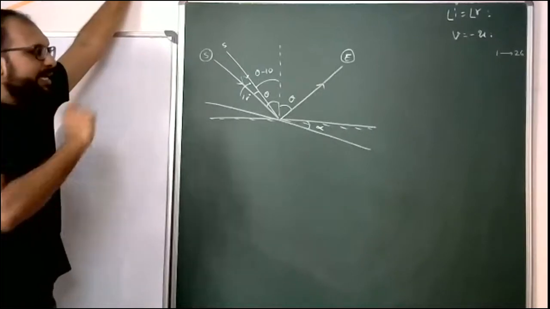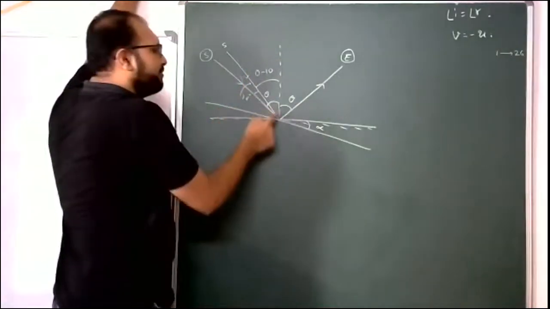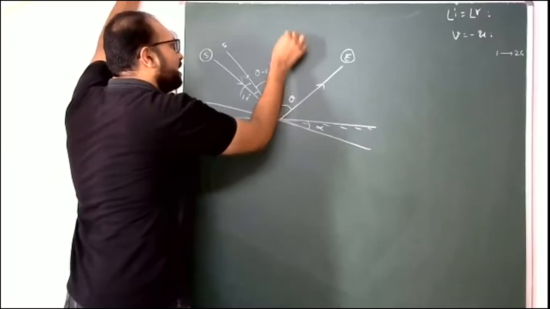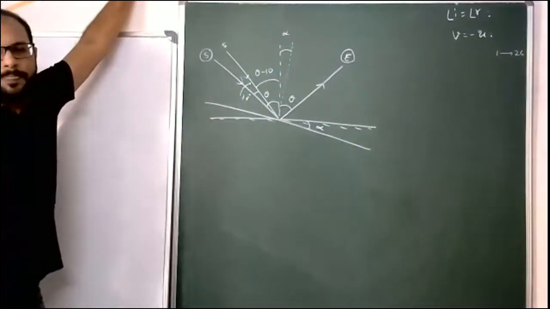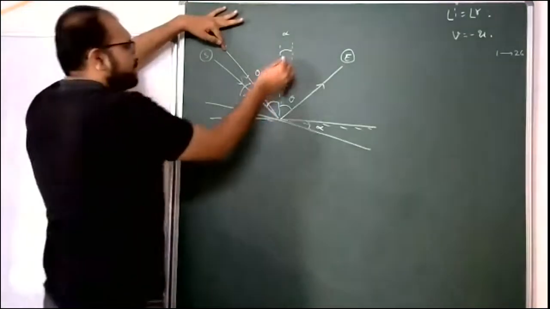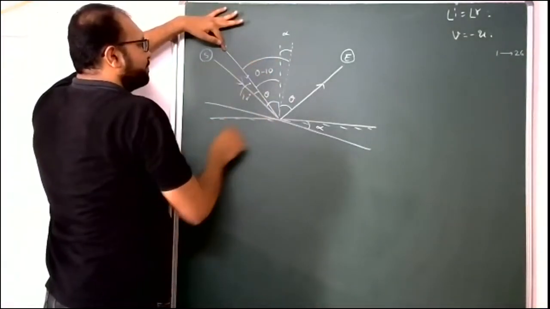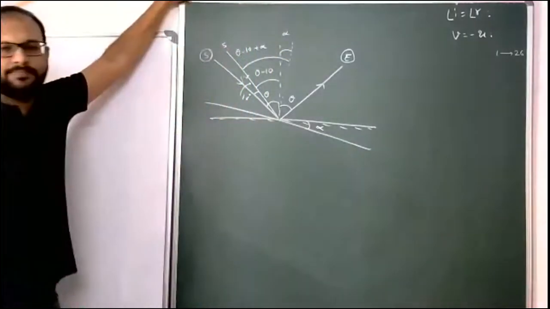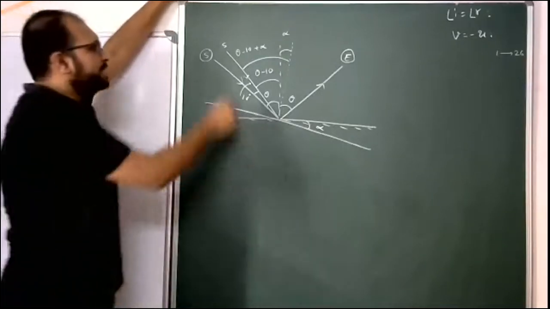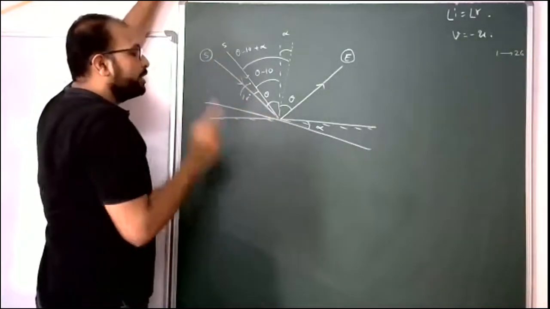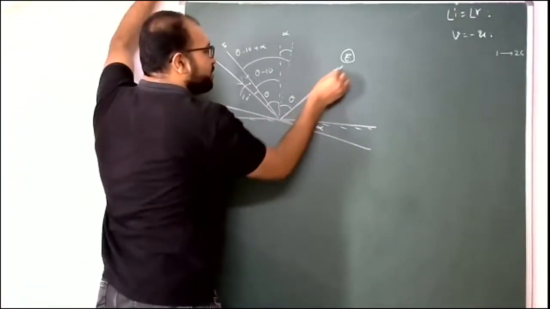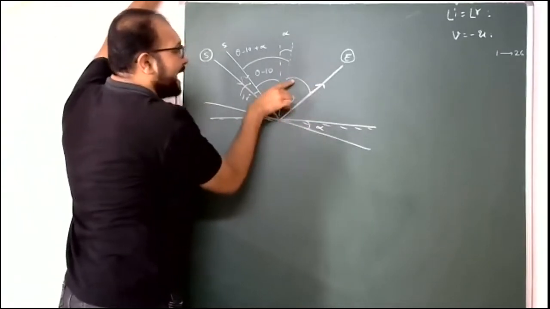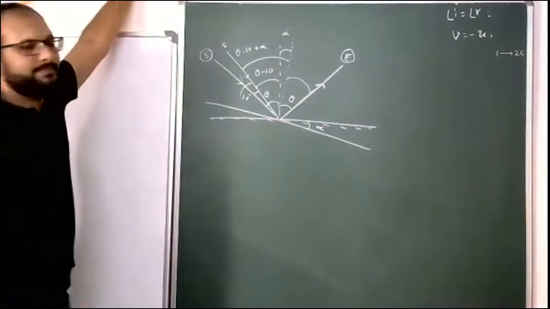Mirror rotated by angle alpha means the normal also rotates by the same alpha. Now the incident ray, students, how much angle is it making? Theta minus 10 plus alpha, right? Next, this is the incident ray. The reflected ray again should be the same, like this only. So now this is the angle of reflection with the new normal.